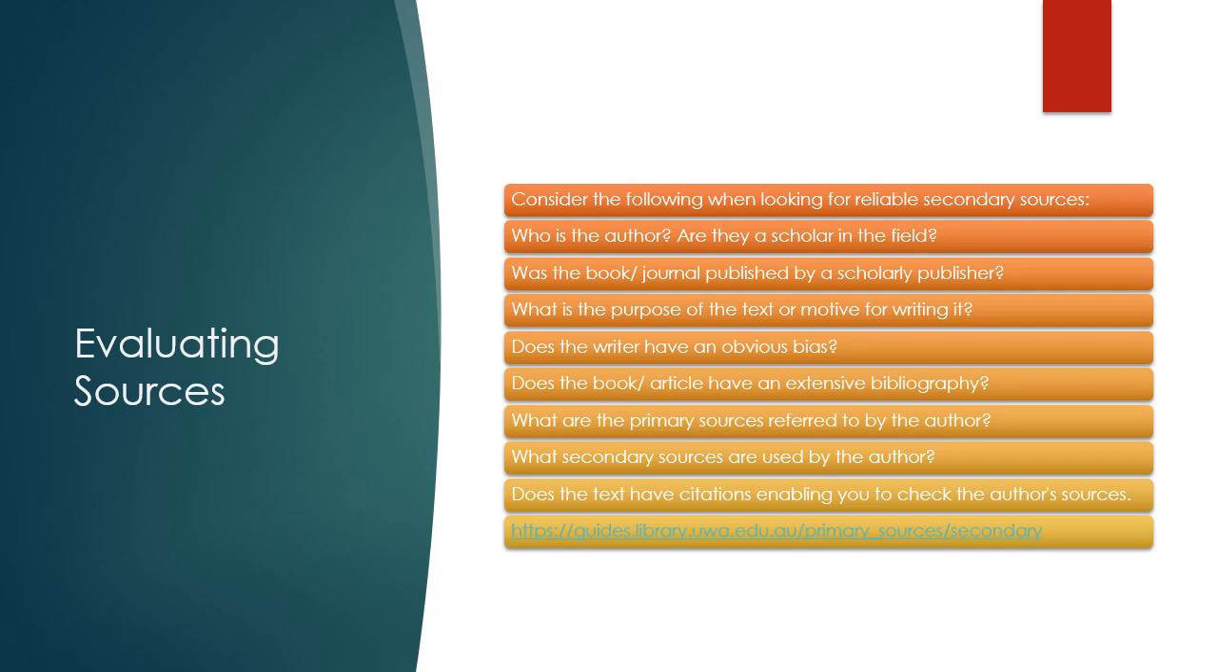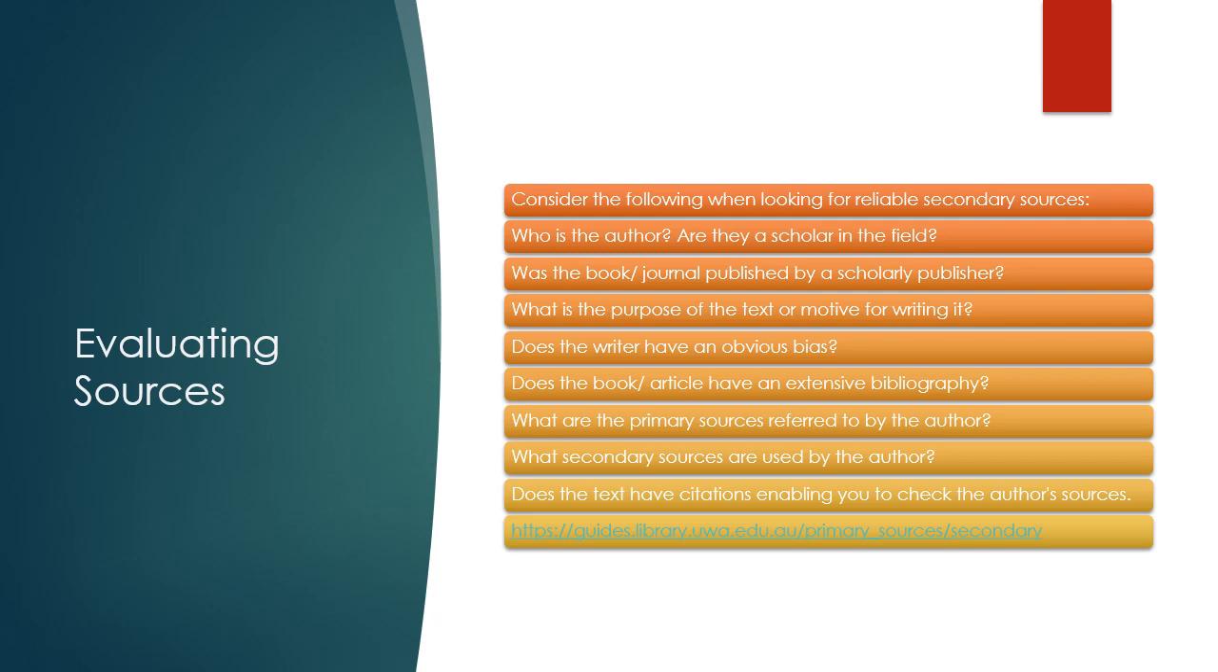What is the purpose of the text or motivation for writing it? Do you sense some bias in the text? Does the book or article have an extensive bibliography? Are you able to follow the author's sources? Are you able to discover where their opinion comes from? What are they basing it off of? What are the primary sources referred to by the author? Are they omitting some primary sources? Are they looking at all of the primary sources? Are they discussing very little evidence or a lot of evidence?